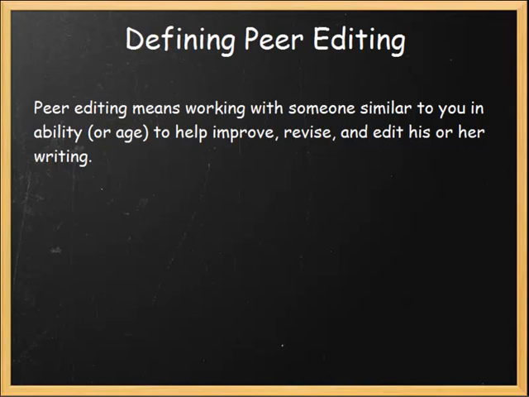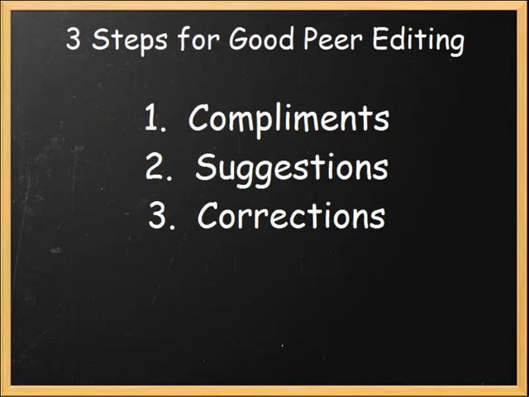First, the definition of peer editing is when you work with someone similar to you in ability or in age or both to help improve, revise, and edit his or her writing. There are 3 steps to good peer editing. The first step is giving compliments, the second step is giving suggestions, and the third step is making corrections.